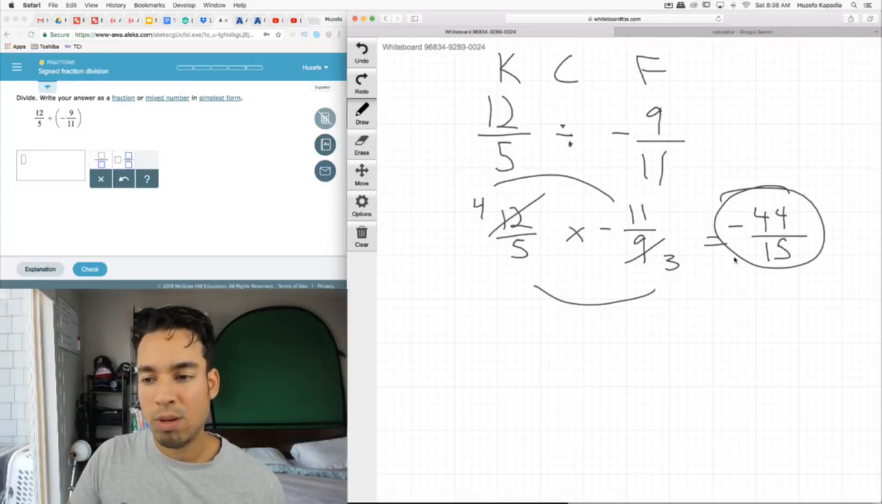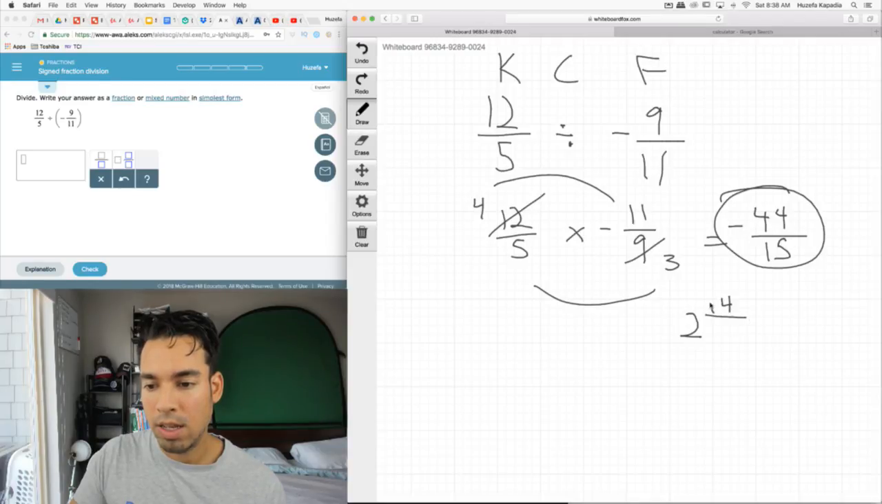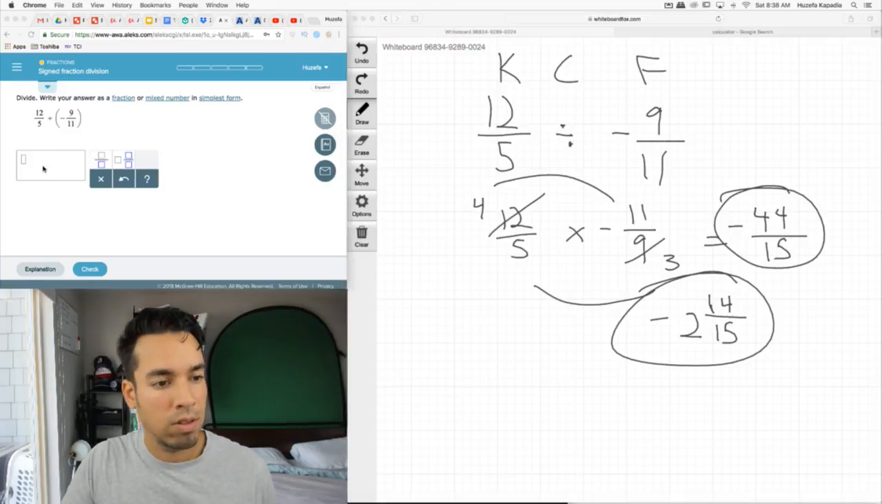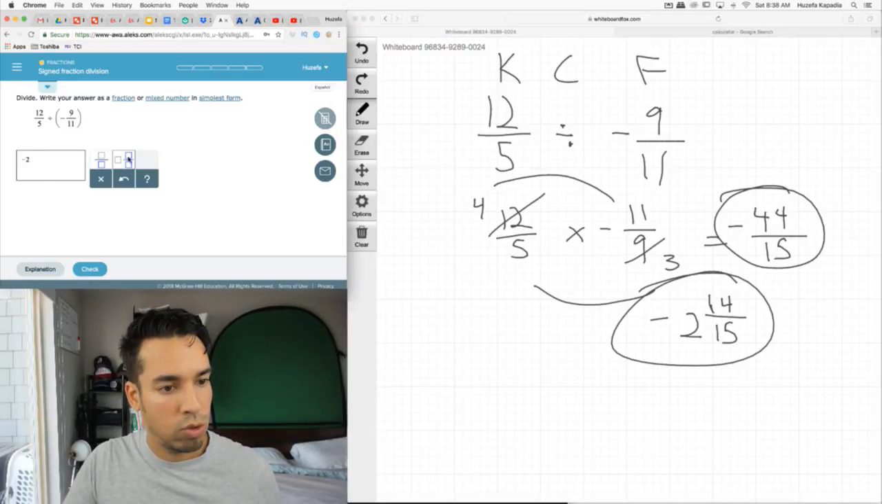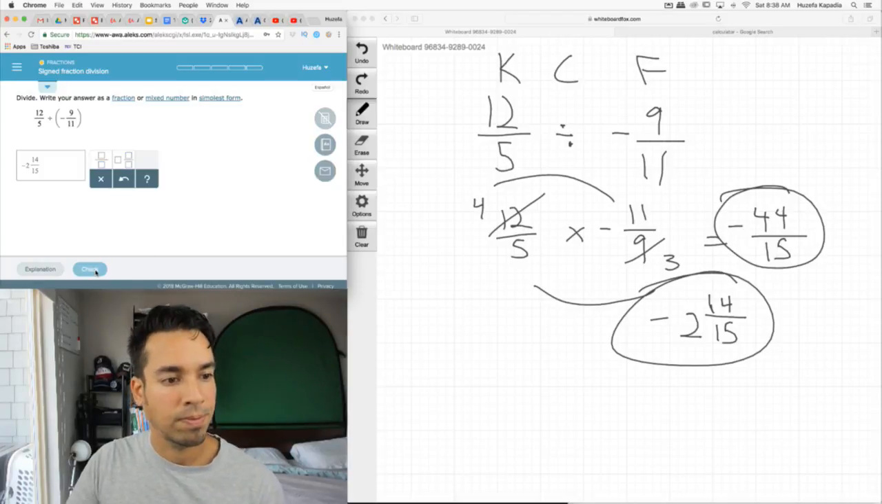So how many 15s can we pull out of 44? We can pull out 2, which is pulling out 30. So we're pulling out a whole 2, and we'll have 14 left over, and that stays over 15, negative. Negative 2, 14 out of 15.